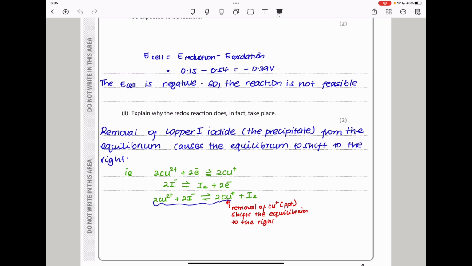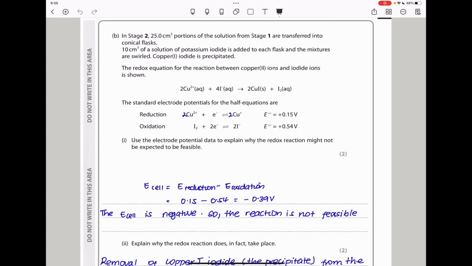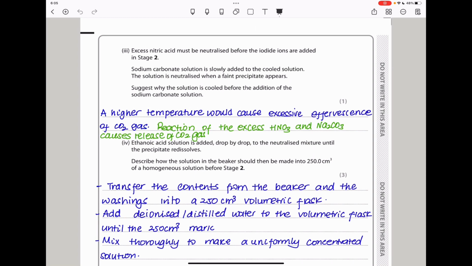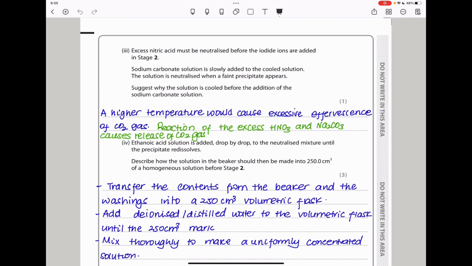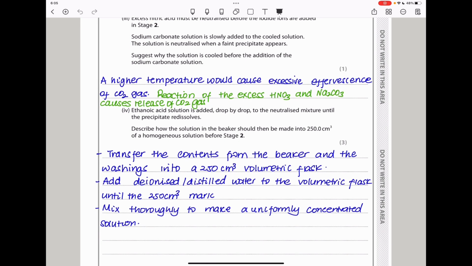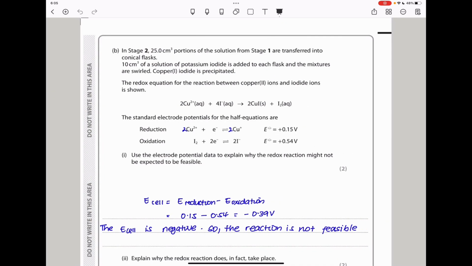Now, you remember during this experiment, they said that the copper 1 formed was removed. I want to take you back to show you where they said that. Just a minute, let me take you back. Here, reduction of copper 2 into copper 1 with excess iodide ions. And then here they went on to say titration in stage 2. They say excess nitric acid must be neutralized before the iodide ions are added in stage 2. And then they go on. There is somewhere they said where they removed the excess copper 1. Give me a minute, I'm checking it.